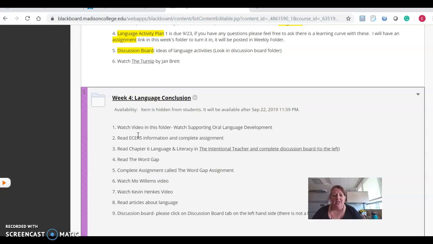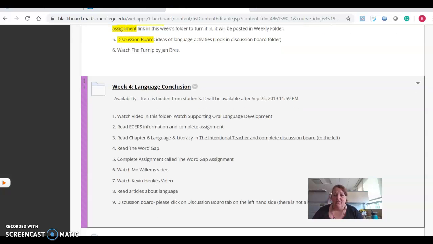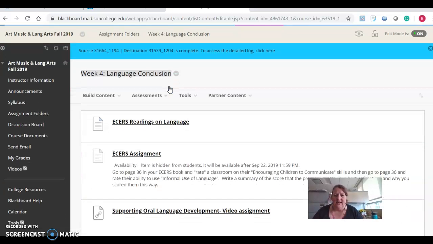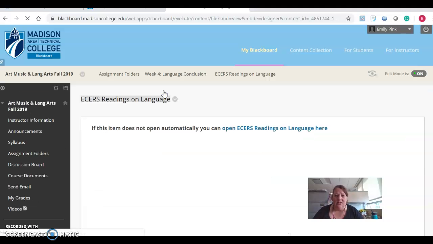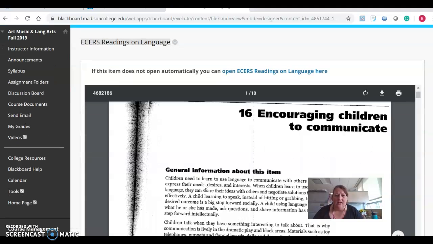There's a couple videos to watch about authors, or not about authors, but authors reading some of, or people reading some of, the books by Mo Willems and Kevin Henkes. You're going to read articles about language. So if you go into your folder, you will see here are the readings on language, ECERS readings on language.